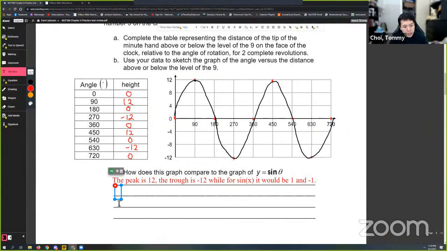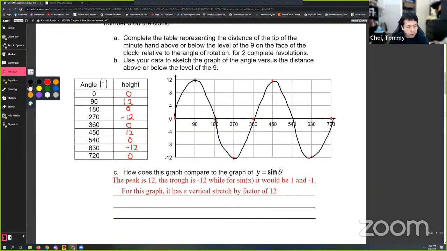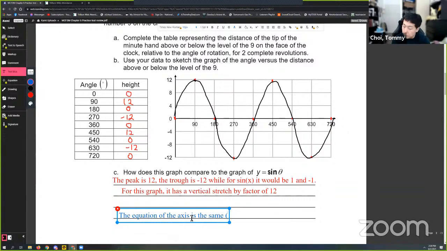This leads to our second thing. If you remember, your vertical stretch and compression is your amplitude. And our amplitude here is 12. So for this graph, it has a vertical stretch by a factor of 12. Okay? And the second thing I would like you to write here, at the bottom, the equation of the axis is the same. In brackets, no horizontal or vertical shift.